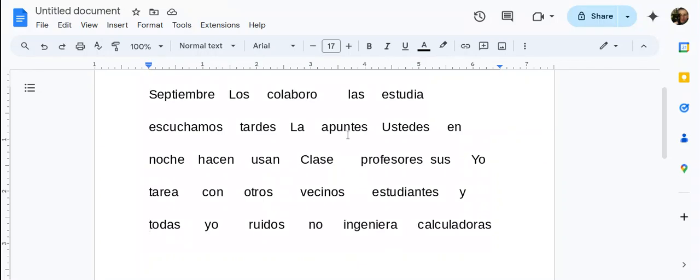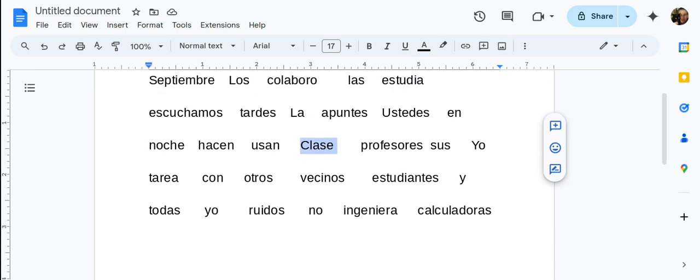So I have a lot of words here. I am going to create sentences with a lot of words. I cannot use words that are not here, and I can use words that are here more than once. So I can use la many times, I can use clase many times.